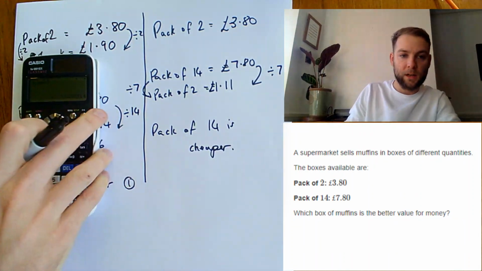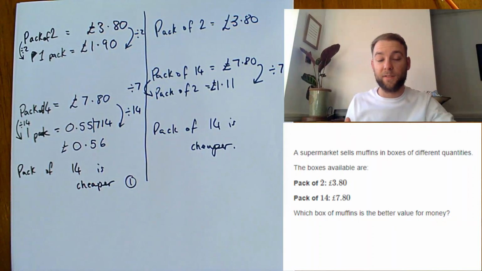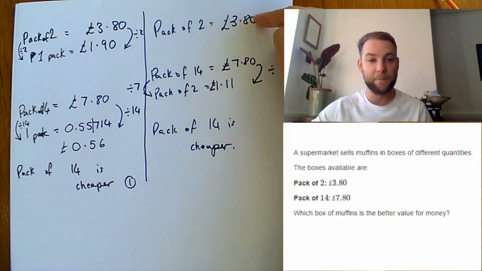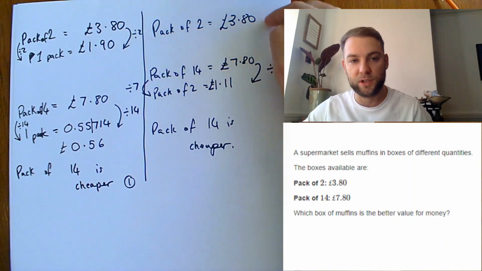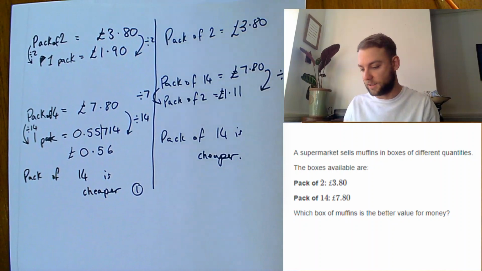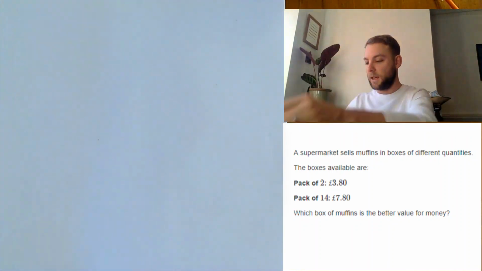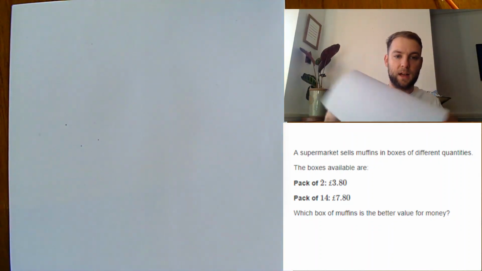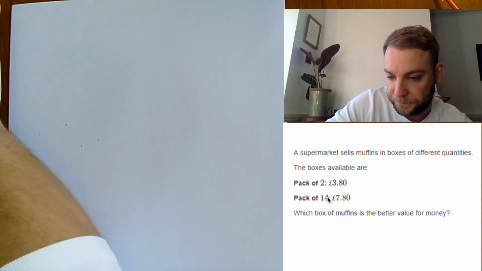Brilliant. So there's two ways of doing that then. There's actually several ways you could, if you want to, times this one by 7 to find out how much this would be for a pack of 14. There's lots of different ways. I've just showed you two there, just as a quick example. Okay, let's have a look now at the next question.